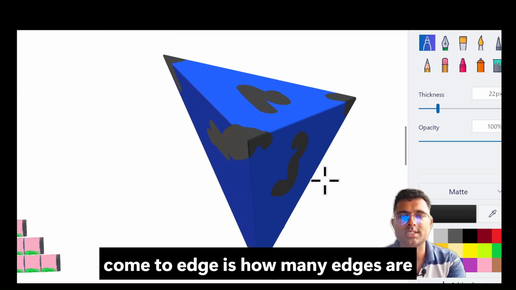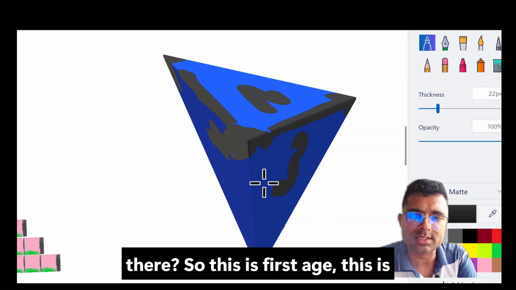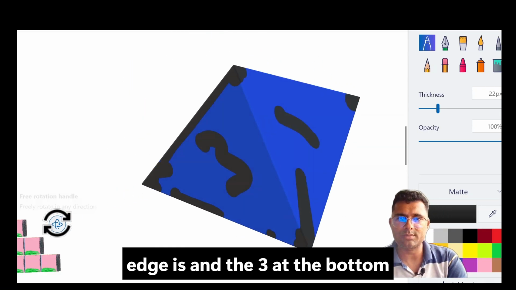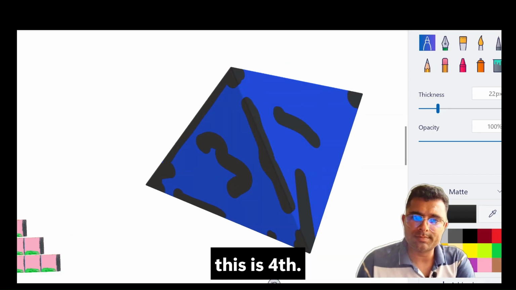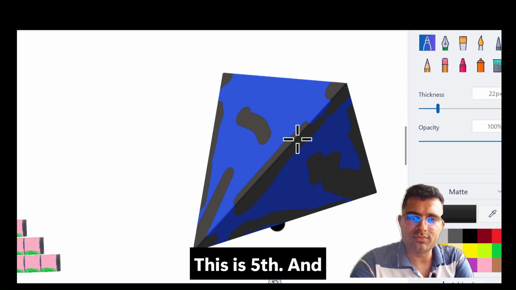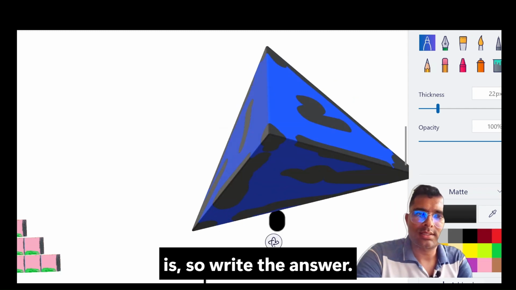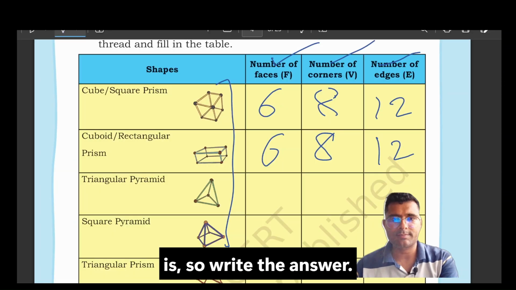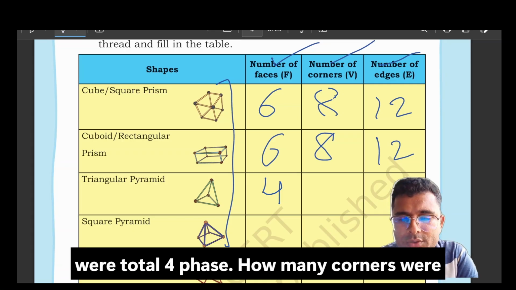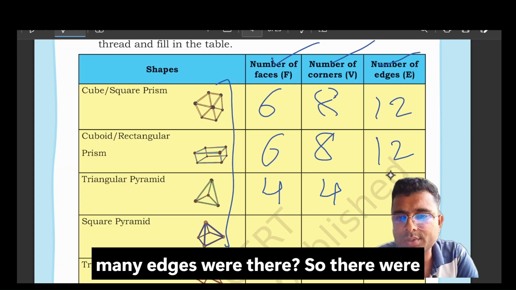Now come to edges. How many edges are there? This is first edge, this is second edge, this is third edge. So 3 edges, and 3 at the bottom. This is the fourth, this is fifth, and this is last sixth edge. So write the answer. How many faces were there? There were total 4 faces. How many corners were there? There were total 4 corners. How many edges were there? There were total 6 edges.